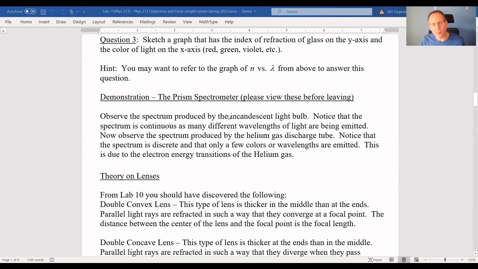Okay, and then again, if you're watching this because you missed class, you don't have to worry about this demonstration part, but I set up some prism spectrometers in the back of the room where one of them just has white light going through, and you can see the rainbow pattern really well through this spectrometer. And the other one is a spectrum that's produced by a helium gas in a discharge tube. And you'll notice if you look through the spectrometer to view the spectrum from the gas here, you're going to see discrete wavelengths, discrete colors that appear. Okay, and it's complicated, but this in general is due to the electron energy transitions of the helium gas. But again, if you're watching this because you missed lab, don't worry about this. This was just a demonstration.